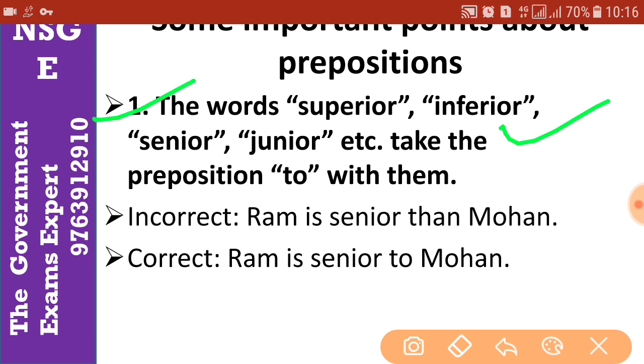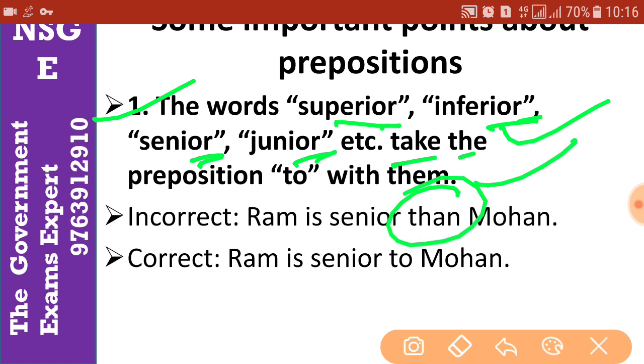The words superior, inferior, senior, junior, etc. take the preposition to with them. Whenever we are using the words superior, inferior, senior, junior, etc., we always have to put the preposition to instead of than. How? Let's have a look.